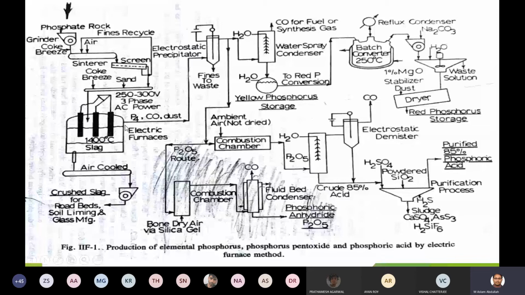And the second part is the top product that is collected from the electric furnace: phosphorus vapor, carbon monoxide, and dust. We have studied earlier that we have an electrostatic precipitator. What is the role of the electrostatic precipitator? The electrostatic precipitator will absorb dust. So the dust that is coming out along with the carbon monoxide and the phosphorus vapor will be collected in the electrostatic precipitator.